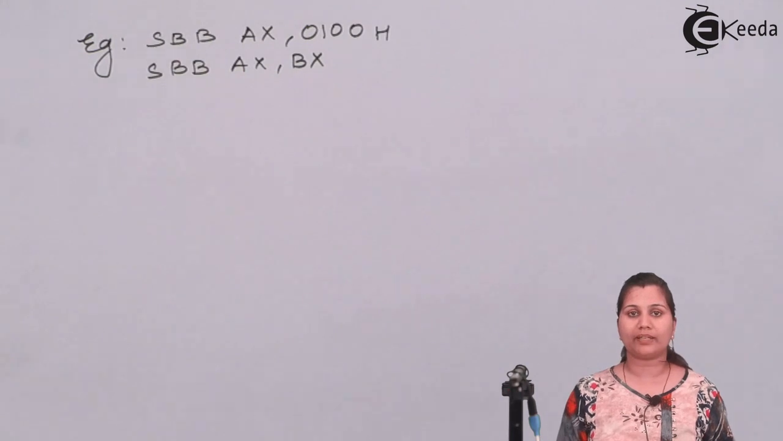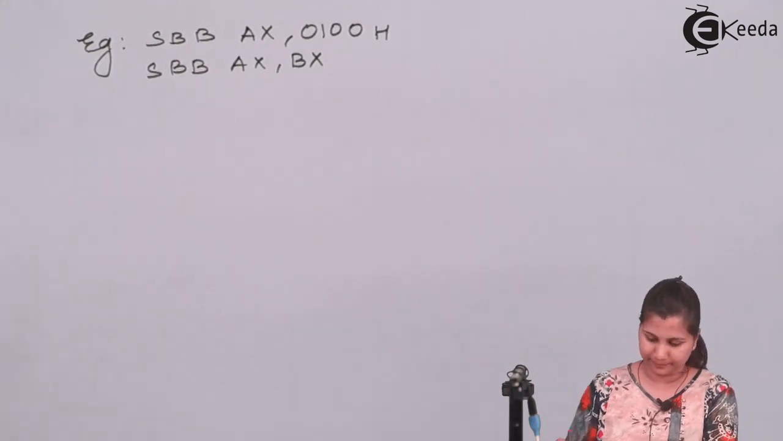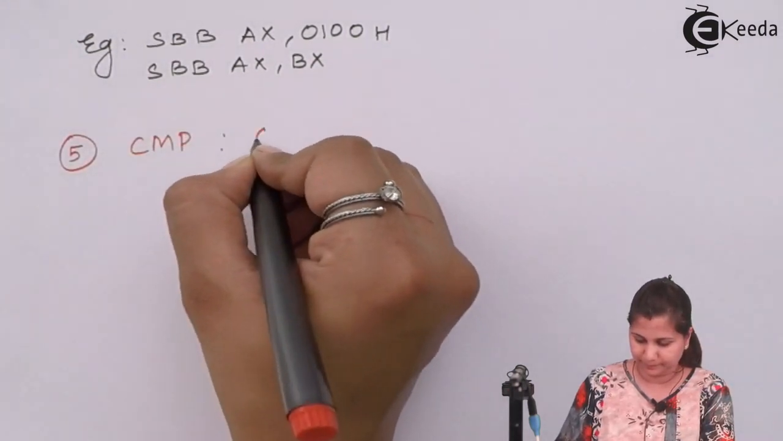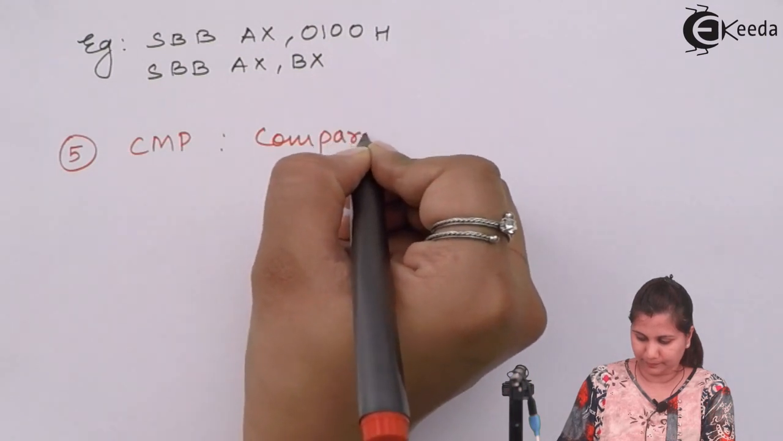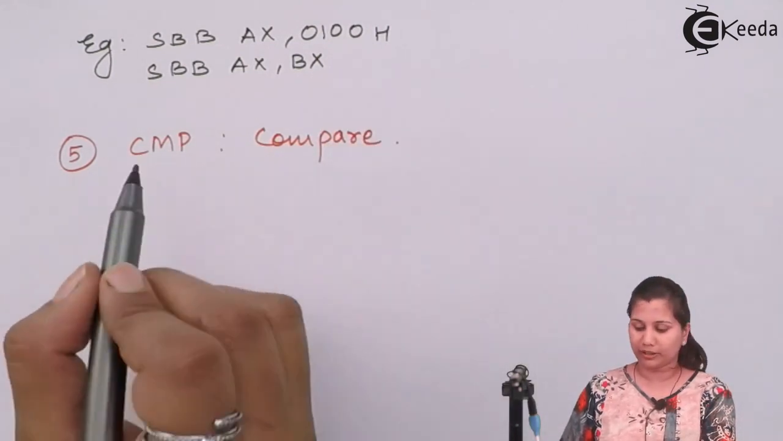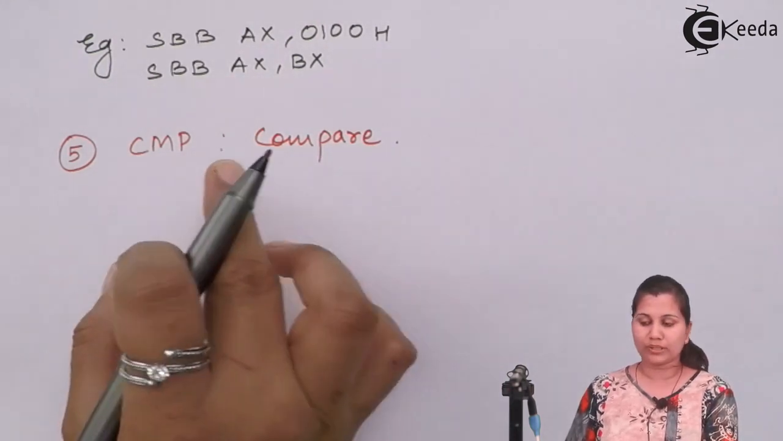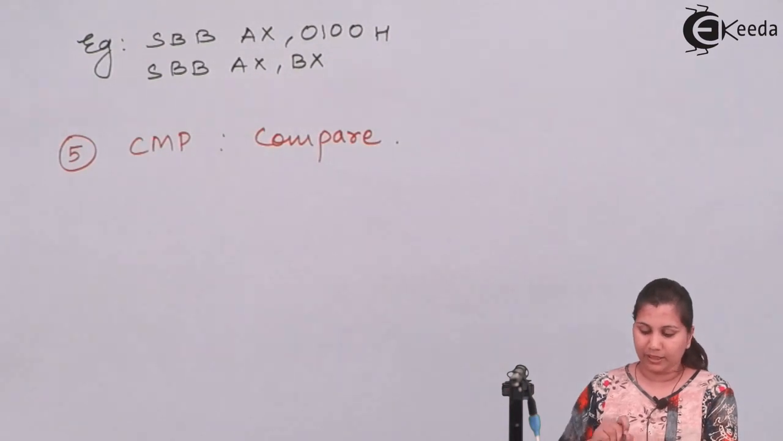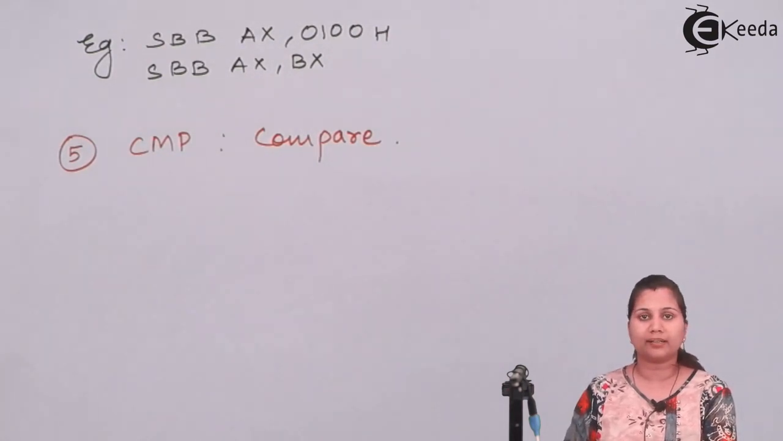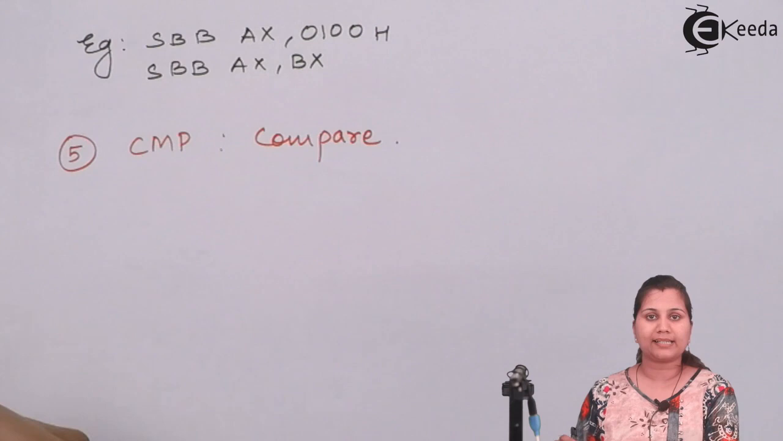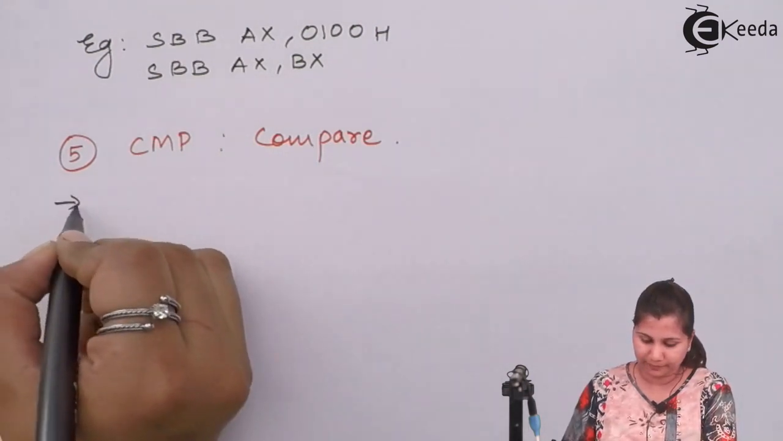Next instruction we have is the compare. For this instruction we have the mnemonic CMP. So we are going to write CMP in the main program to use this instruction. Now this instruction is used to compare the contents of two registers, like whether these two contents are equal to each other or greater than or less than each other. So this comparison is done using this instruction.